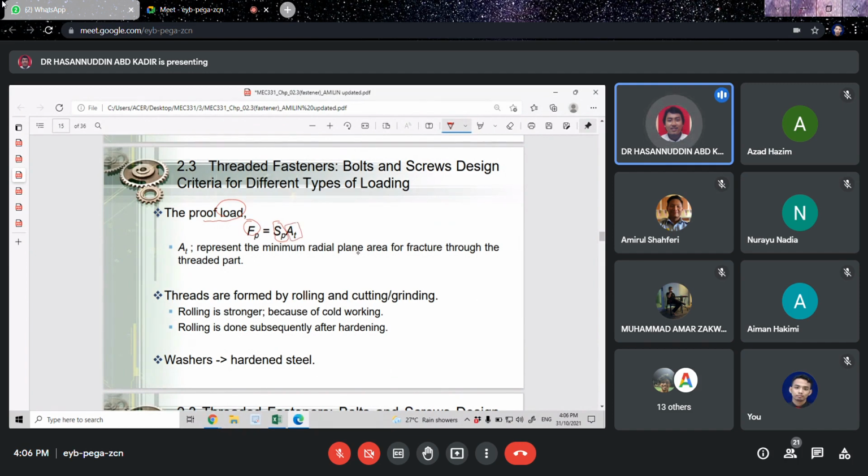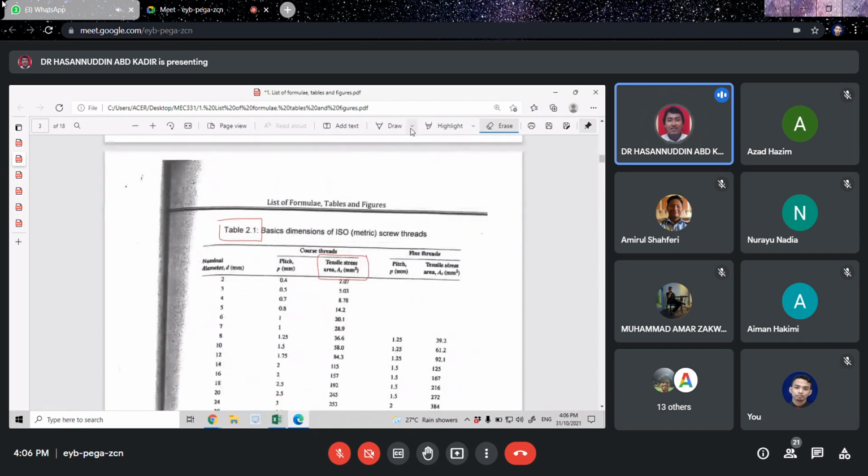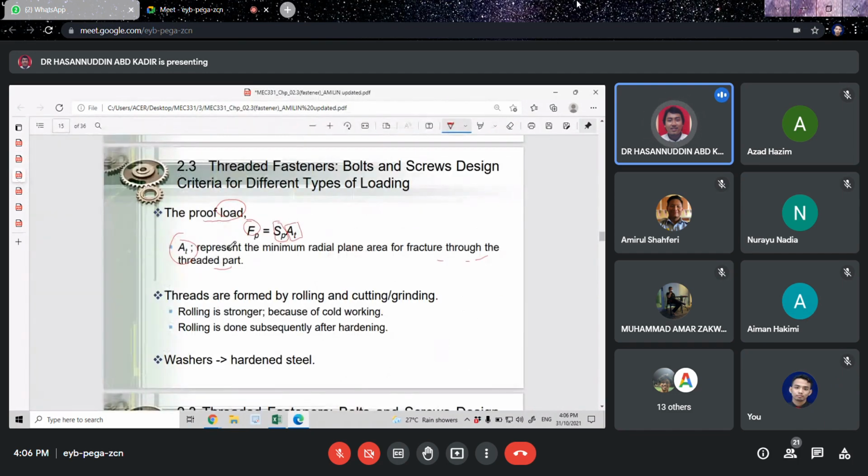AT represents the minimum radial plane area for fracture through the threaded part. AT is basically given to you in the table, the area of this part. Then you can just apply your condition. Normally on this topic, we do not directly apply AT equal to pi d squared over 4 or something like that. We refer more to the table. It is not comparable to the power screw.